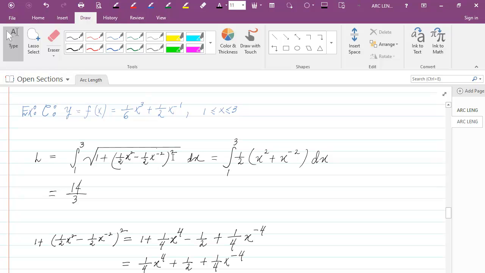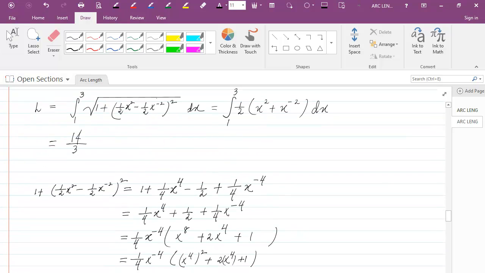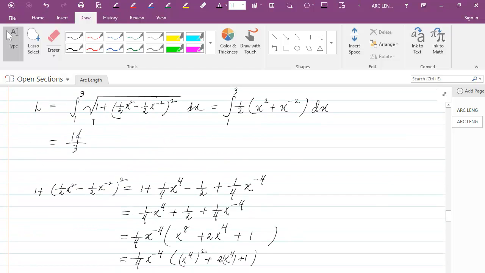So we square that. Now what we're going to show is that this integrand can be simplified to half x squared plus x to the negative 2. And if we integrate this, then we get 14 divided by 3. So first, let's see how we simplify this to this integrand. Actually, let's start with the quantity inside of the root.